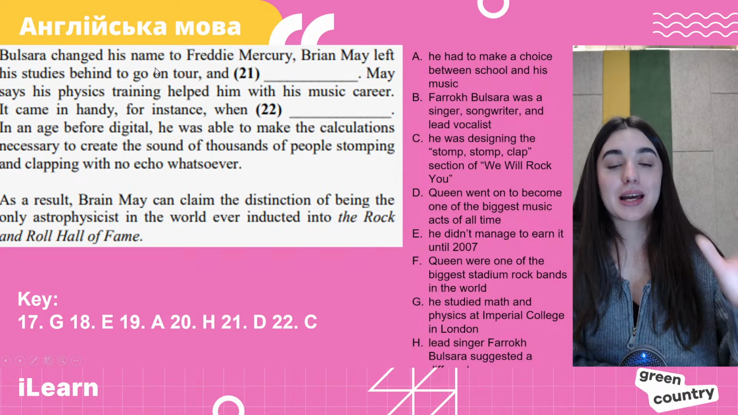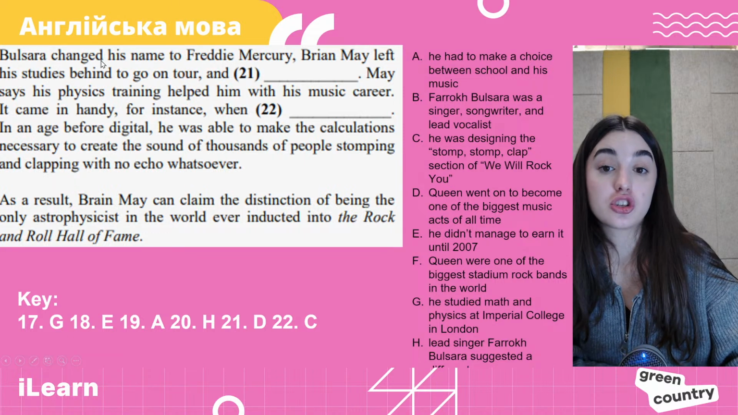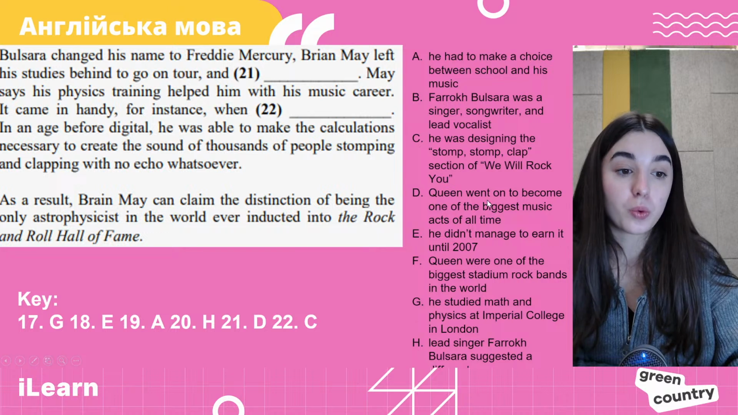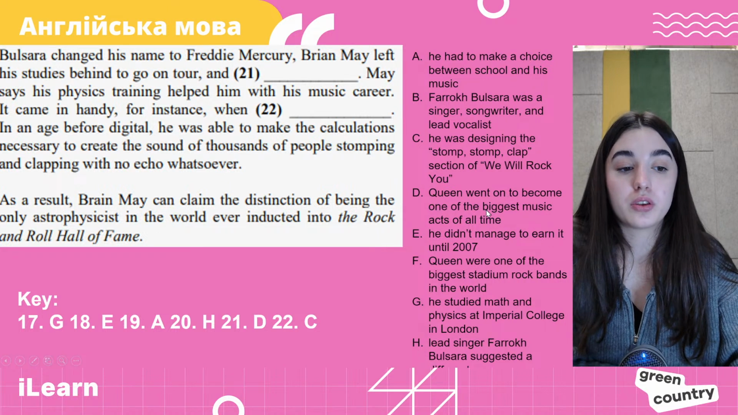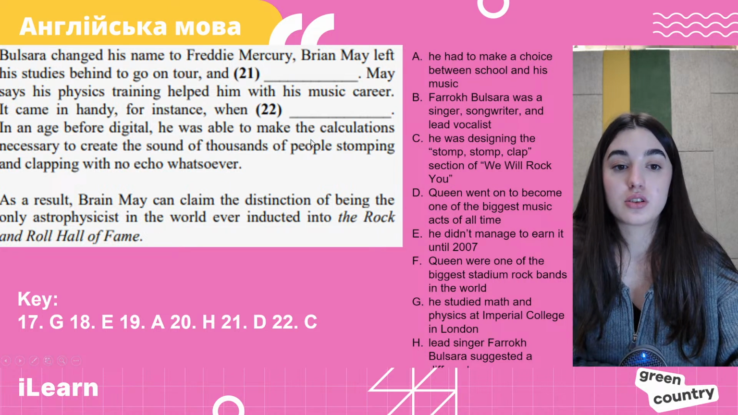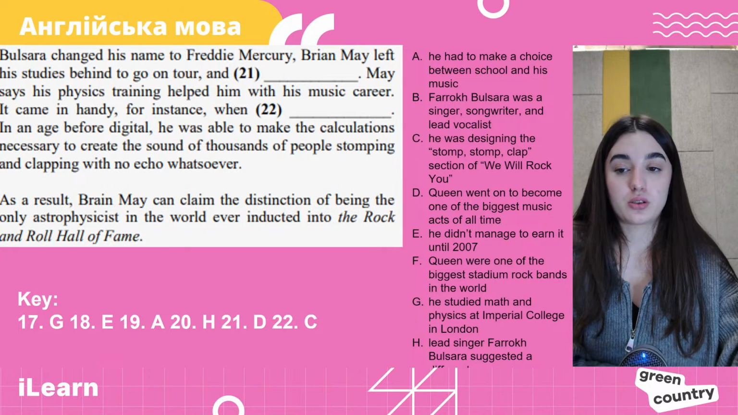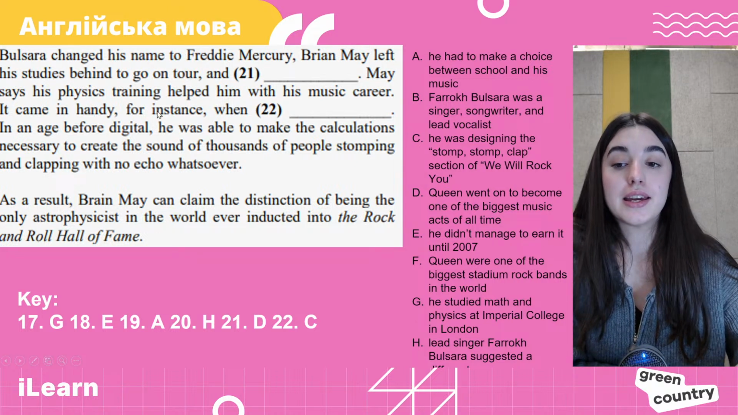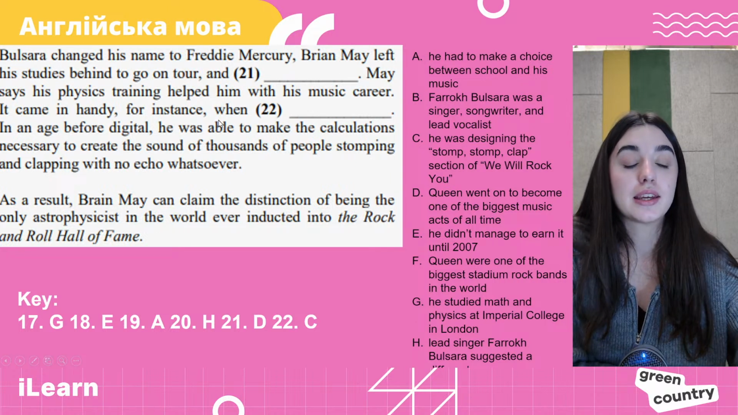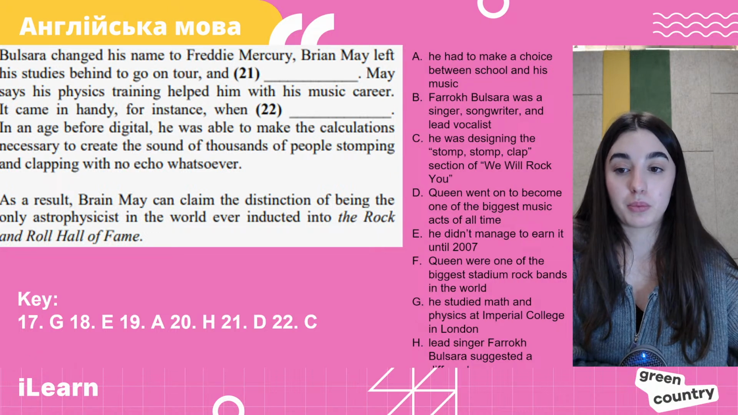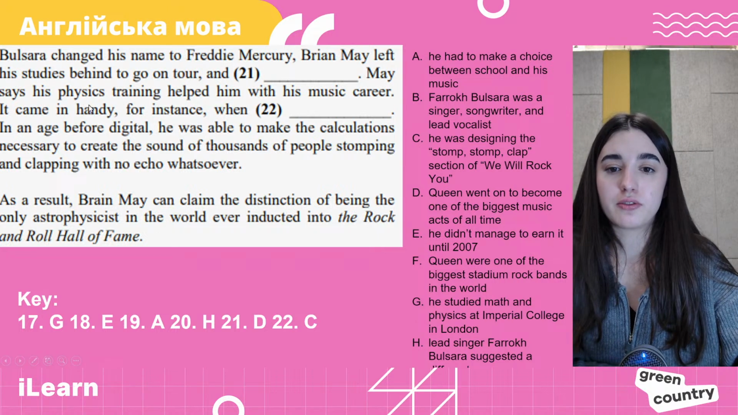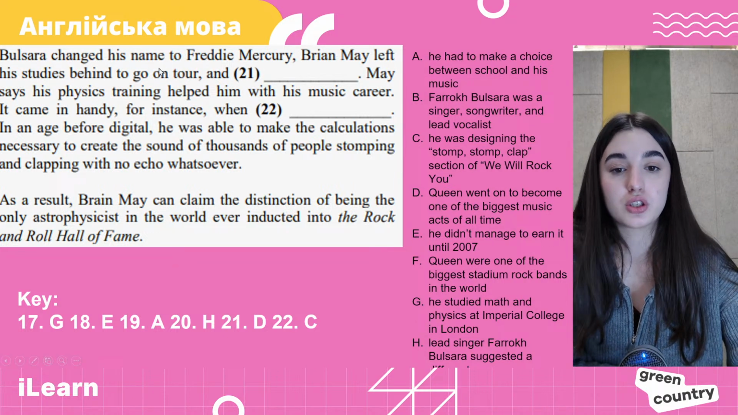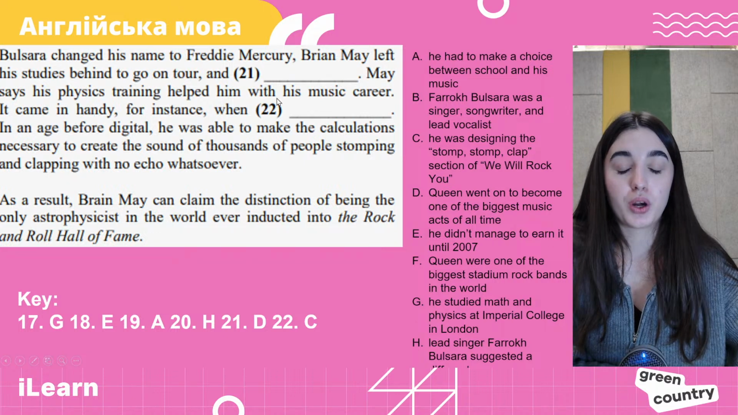So we had some sequence of events. He changed his name, he changed his studies, and they went on to become one of the biggest music acts. So we had some sequence of events. What happened? And number 22 was, it came in handy, for instance, when he was designing the Stump Club. His knowledge of physics, or some of his physics studies, helped him when he was creating this popular movement.